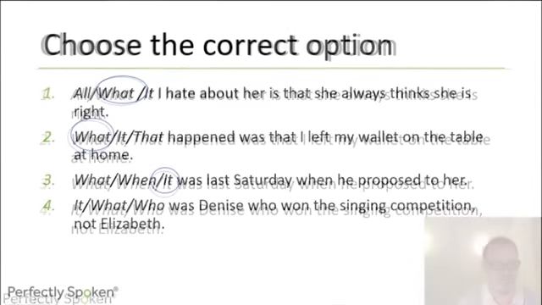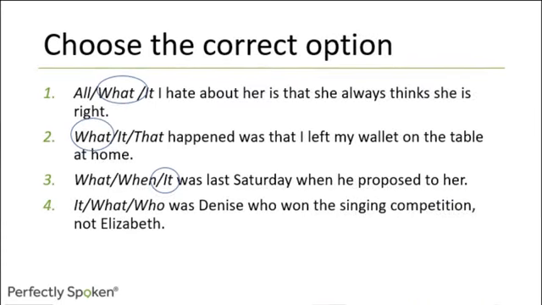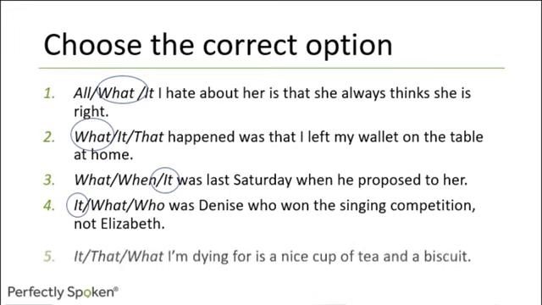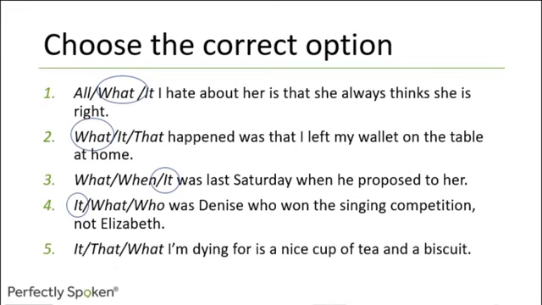The next one. It, what, or who was Denise who won the singing competition, not Elizabeth. Again, it was Denise who won the singing competition, not Elizabeth. It, that, or what I'm dying for is a nice cup of tea and a biscuit. What's the thing that I'm dying for is what. What I'm dying for is a nice cup of tea and a biscuit.